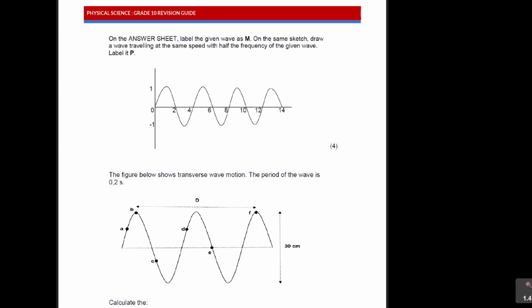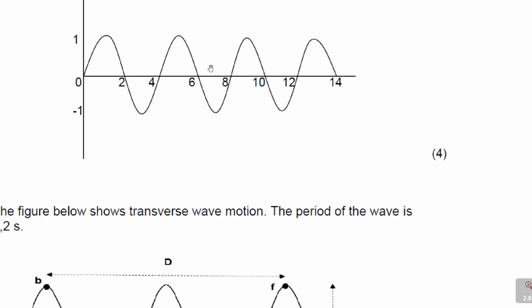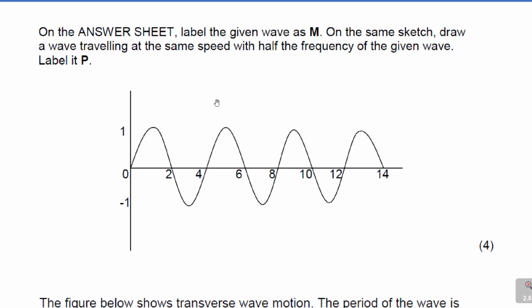Now look at this. These will require you to use a little bit of thinking. On the answer sheet, label the given wave as M. So this wave, we are going to call it M. Then it says, on the same sketch, draw a wave traveling at the same speed, meaning the medium did not change. You remember we said wave speed is not affected by frequency, with half the frequency of the given wave.